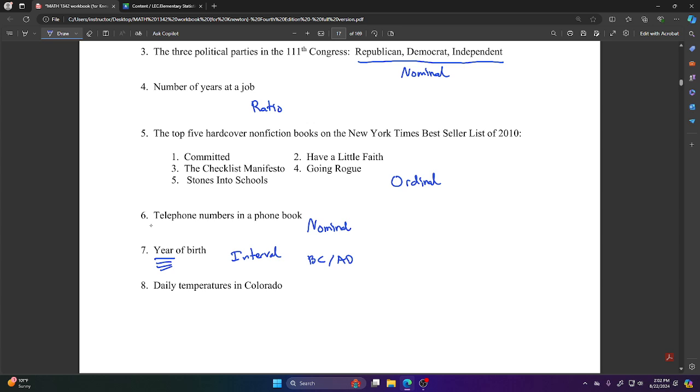Okay, cool. Temperatures. Interval. Yep. Especially in Colorado, you can have positive and negative there. Not like it's here. It's positive.